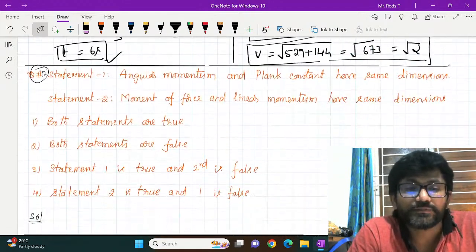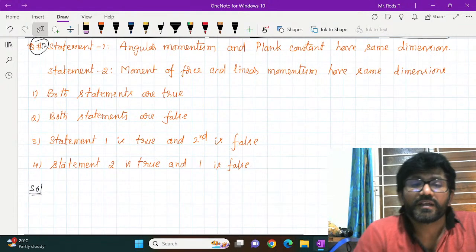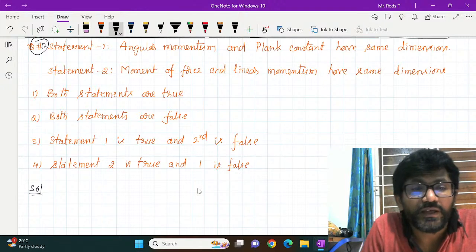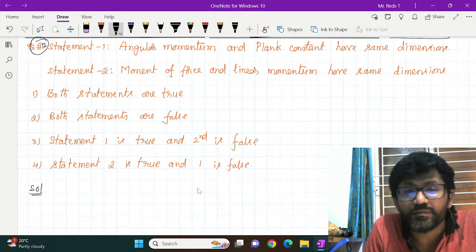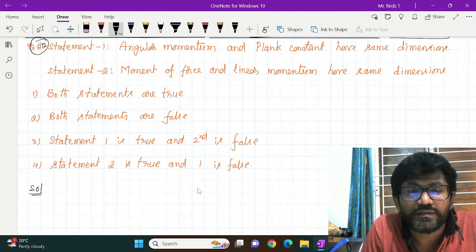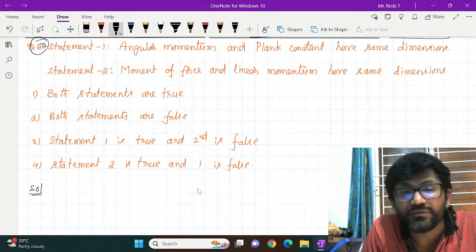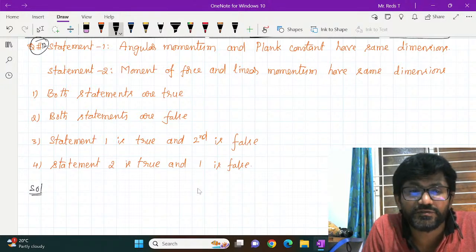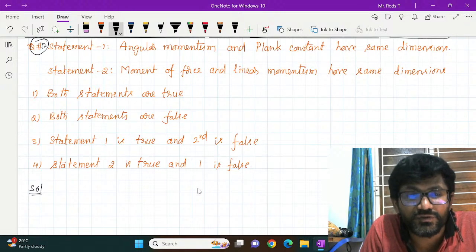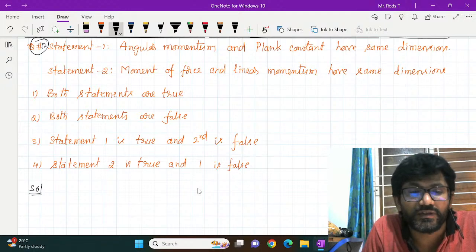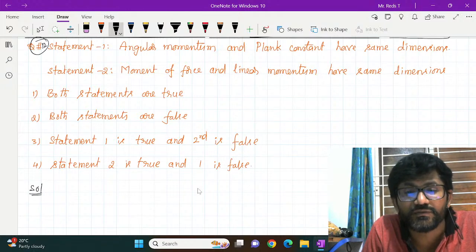Right. Next question is a statement based question. The question is, statement 1 says angular momentum and Planck constant have the same dimensions, and statement 2 says moment of force and linear momentum have the same dimensions. The options: first, both statements are true; second, both statements are false; third, statement 1 is true and statement 2 is false; fourth, statement 2 is true and statement 1 is false.